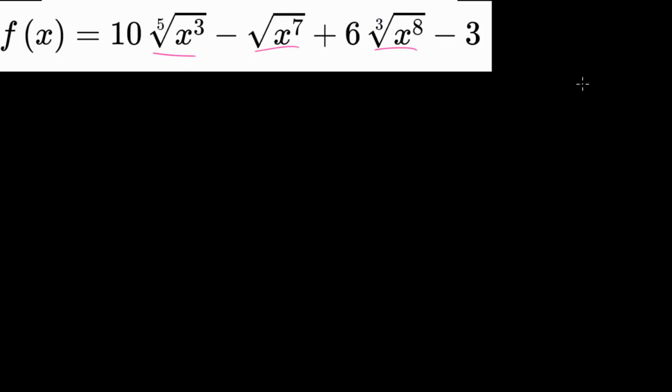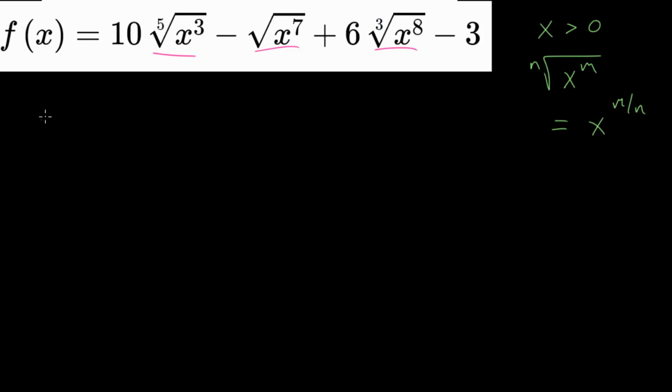So remember that assuming x is a positive number, we can rewrite an expression where we have, let's say, the nth root of x to the m as x to the m over n, where the power we raise x to is the numerator of our fractional exponent, and the root we take is the denominator of this fractional exponent. So let's start by rewriting our function.